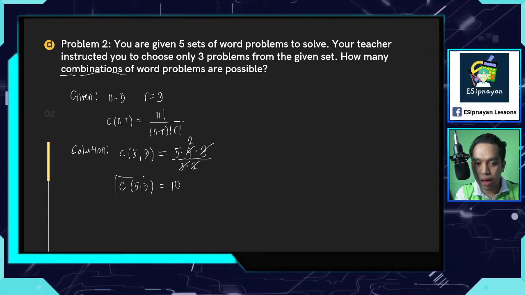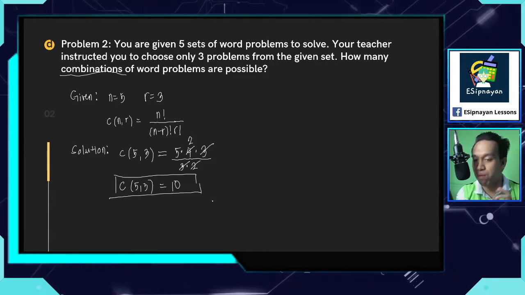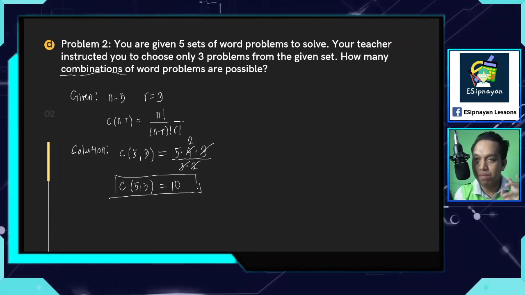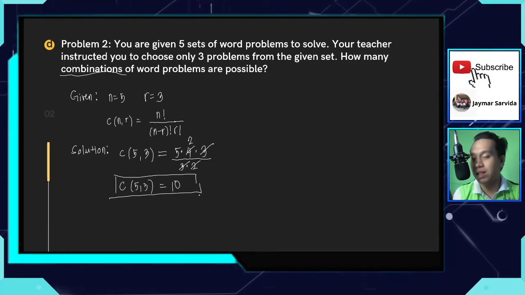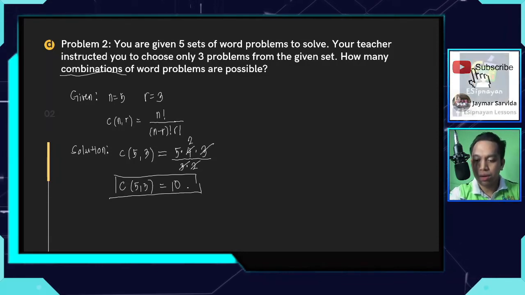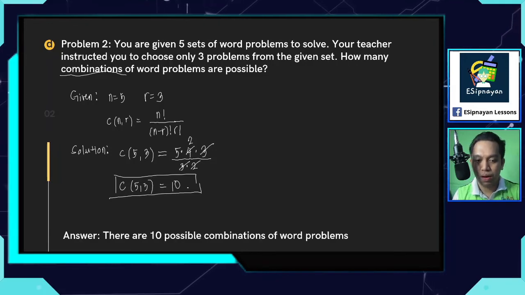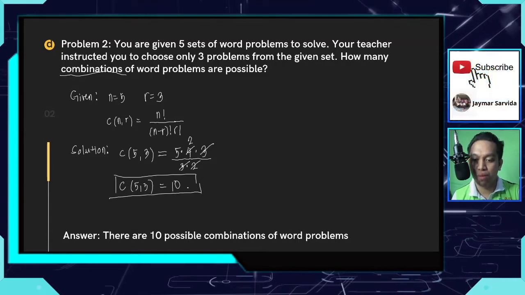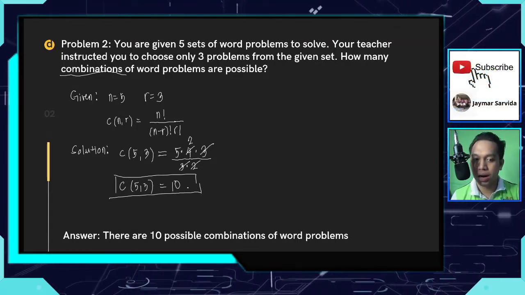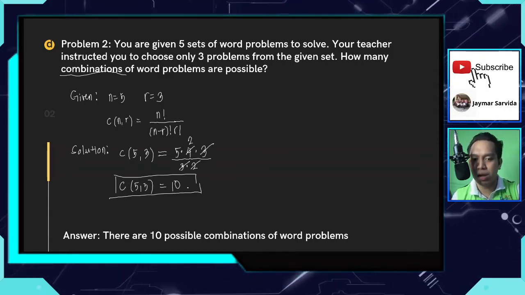Okay, so ito yung ating the number of possible combinations of word problems from the given 5 word problems. Kukuha ka lang ng 3 doon. Okay, so we have 10 possible combinations. So that is the answer in problem number 2. Okay, so there are 10 possible combinations of word problems. Okay, so I hope na-gets ninyo yung ating problem number 2. Madali na lang naman basta alam mo na yung steps.